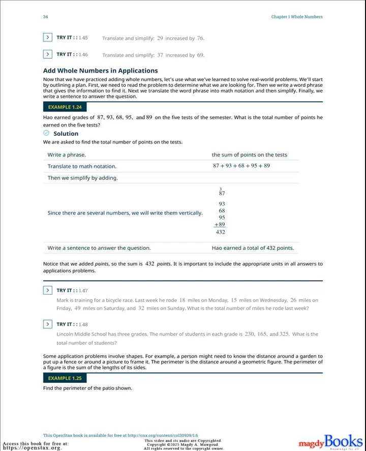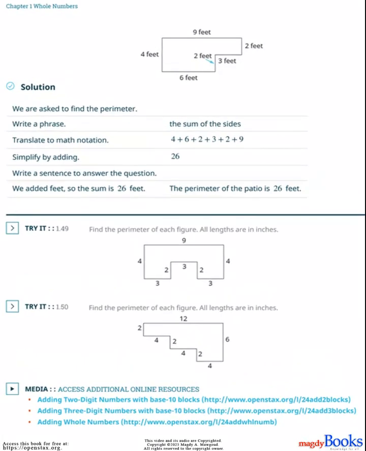Example 1.25. Find the perimeter of the patio shown. Solution. We are asked to find the perimeter. 1. Write a phrase. The sum of the sides. 2. Translate to math notation. 4 plus 6 plus 2 plus 3 plus 2 plus 9. 3. Simplify by adding. 26. 4. Write a sentence to answer the question. 5. We added feet, so the sum is 26 feet. The perimeter of the patio is 26 feet.